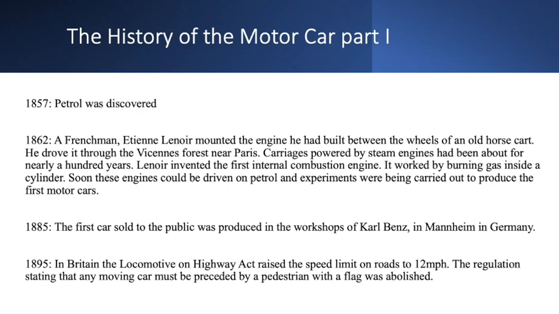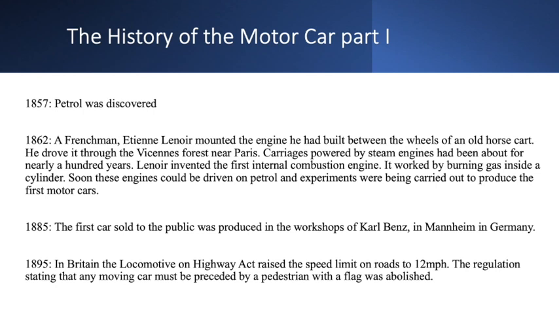The History of the Motor Car, Part 1. 1857. Petrol was discovered. 1862. A Frenchman, Etienne Lenoir, mounted the engine he had built between the wheels of an old horse cart. He drove it through the Vincennes forest near Paris. Carriages powered by steam engines had been about for nearly 100 years. Lenoir invented the first internal combustion engine. It worked by burning gas inside a cylinder. Soon these engines could be driven on petrol, and experiments were being carried out to produce the first motor cars.